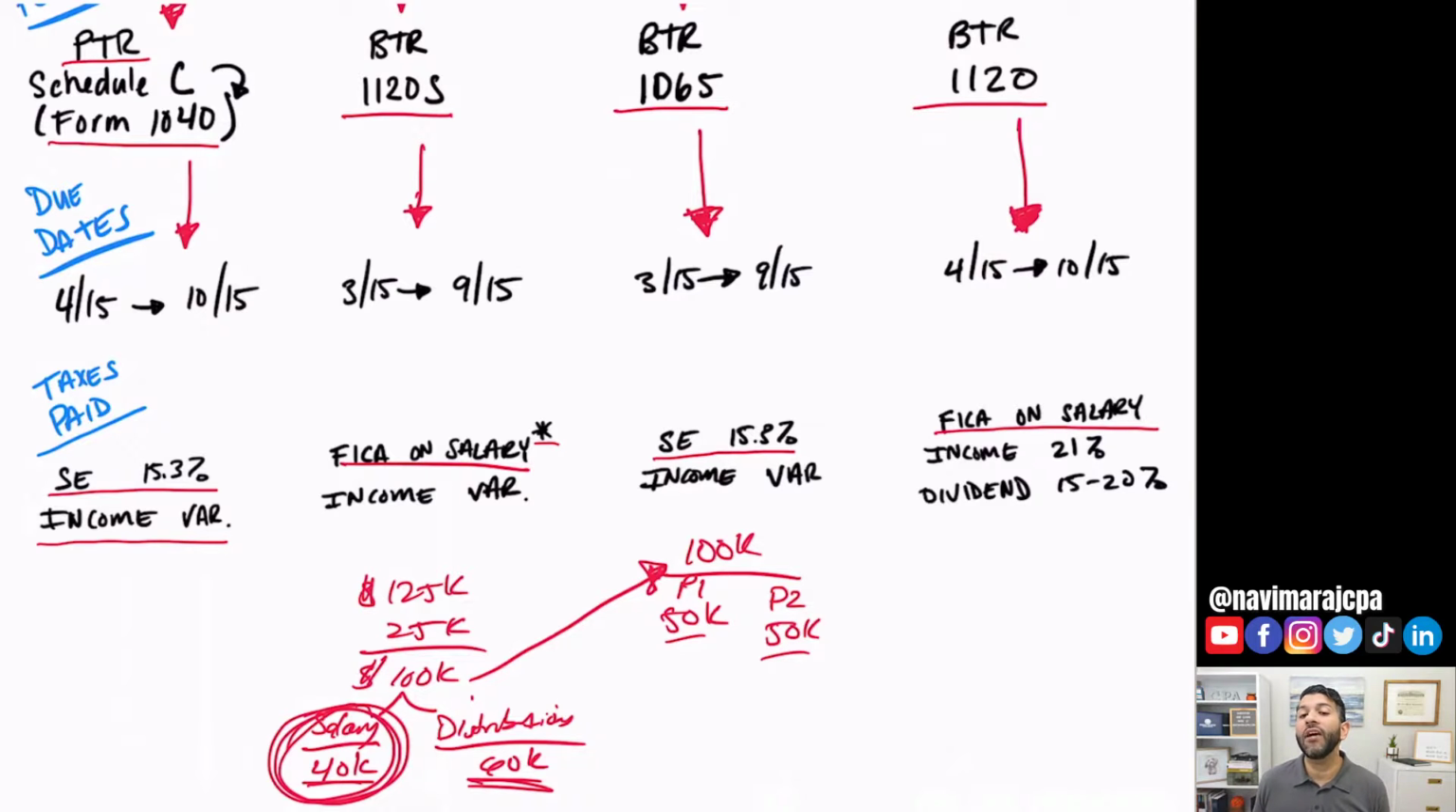Then there's whatever profit is left in the business. So let's say we had 100K in profit. You paid yourself 40K in a salary, right? So that's gone. And there's 60K left, I should say. Well, you're going to pay 21% taxes. The C corporation itself is going to pay the 21% in taxes on the remaining profit.